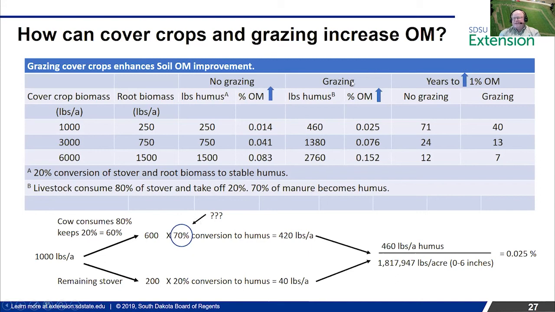We're increasing the amount of organic matter we can put out there. You can see the difference in these numbers. So the years to increase 1%, we can see here, goes from 71 years without the grazing to 40, 24 here for the 3,000 pounds to 13, and 12 to 7 for the 6,000. And down at the bottom here, I've shown that calculation for that 1,000-pound rate. Here's the cow, and here's the remaining stover. They come together, and we got that number right there. So I just put that in there for reference.